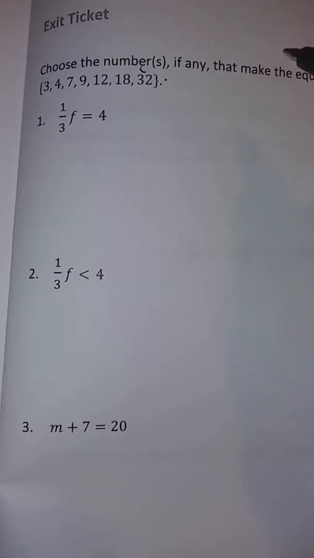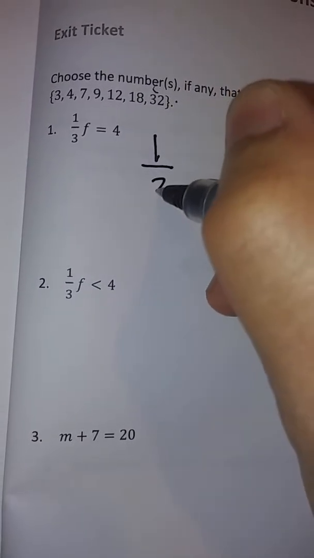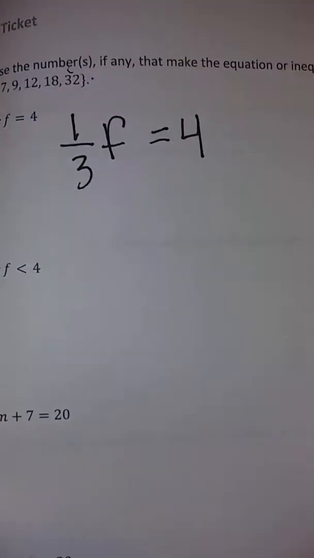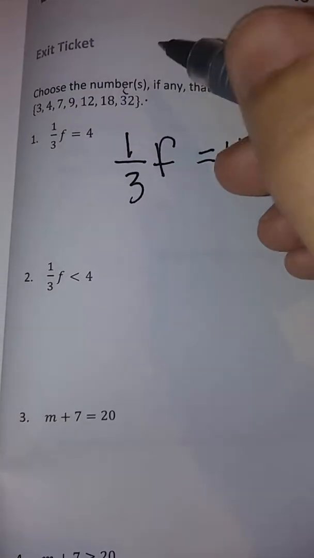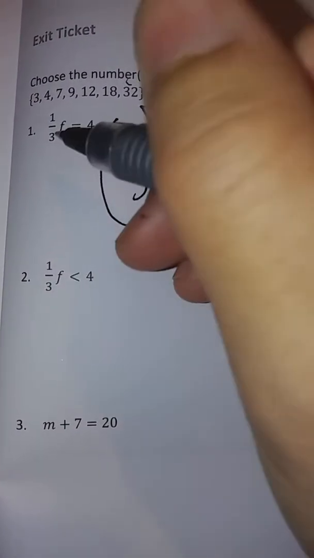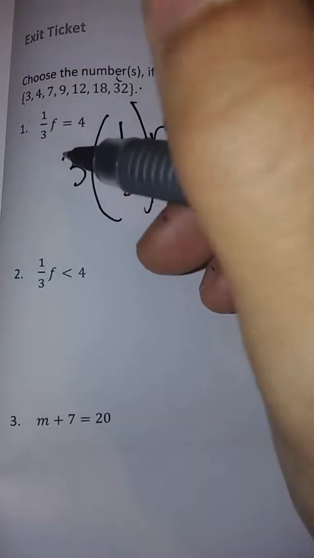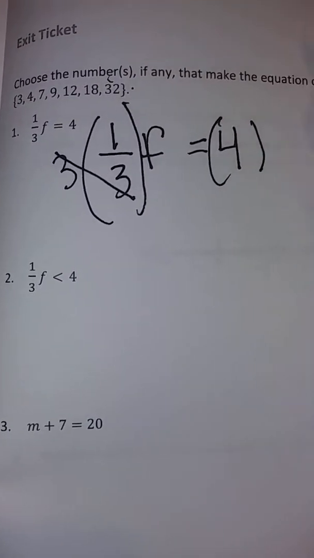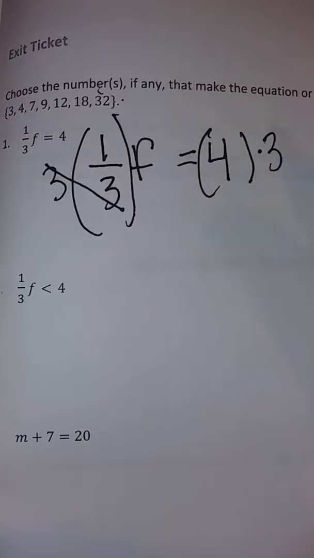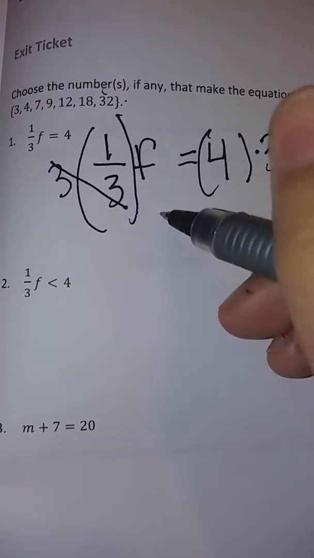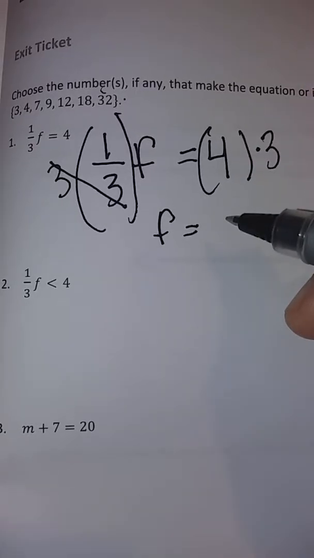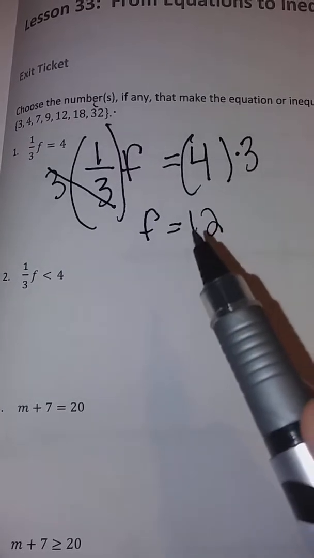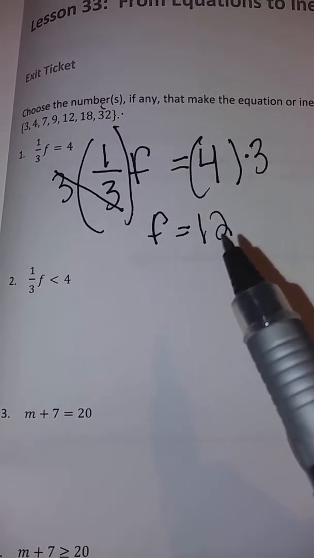First of all, you are going to start off by solving it like you normally would. So we have 1/3 f equals 4. We're trying to isolate the f, so go ahead and multiply everything by 3 because we want to get rid of that fraction. Whatever you do on the left side, do it on the right side. Multiply everything by 3. You're left with 1f, which is just f, equals 4 times 3 is 12. Okay? In this case, this is not your answer. This is you solving for the equation.